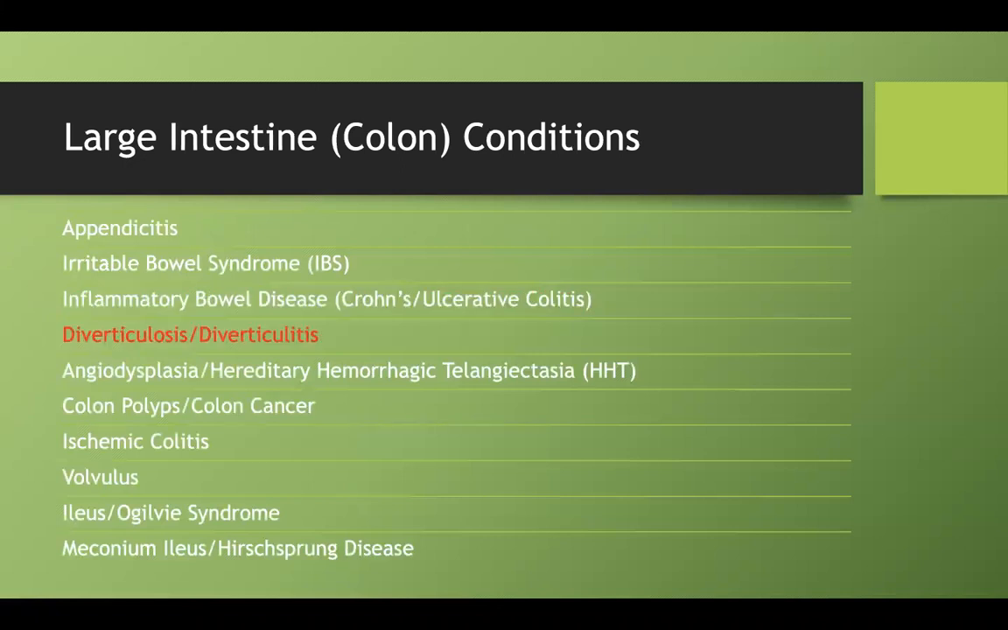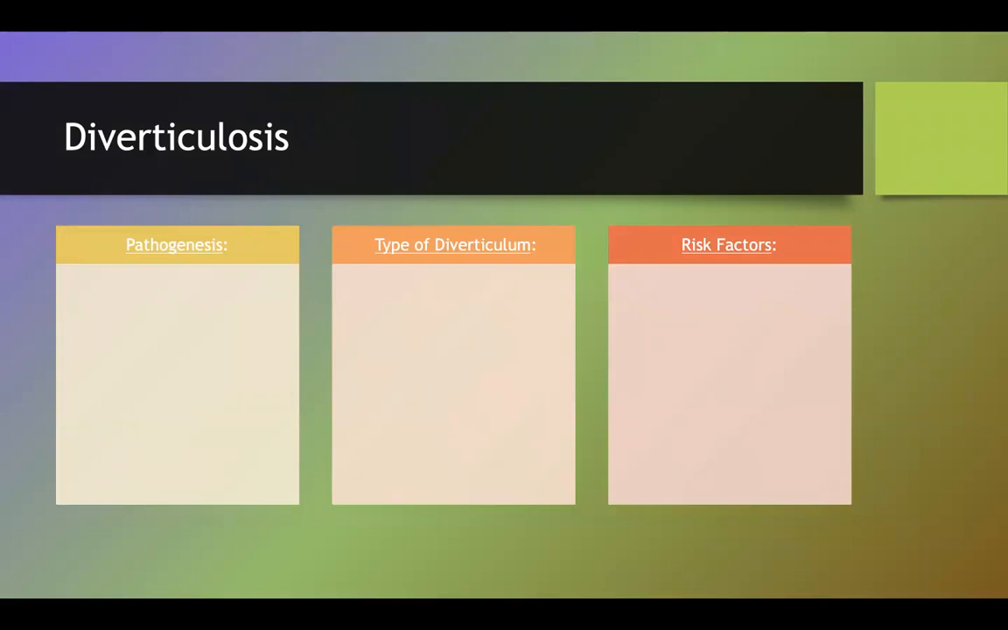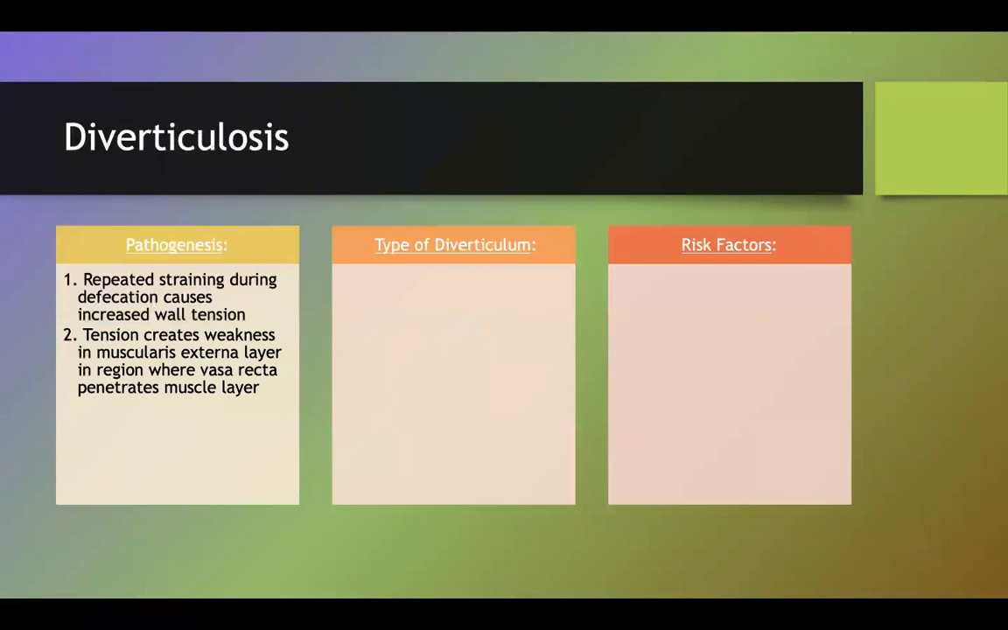We can talk about diverticulosis and diverticulitis. So in diverticulosis, it's caused by repeated straining during defecation, and this can increase your wall tension. And as you increase the wall tension, you can actually get a weakness in one of the layers of your GI tract, your muscular layer. And specifically, it's where the vasa recta penetrate the muscle layer. I'll talk about that in a little bit.